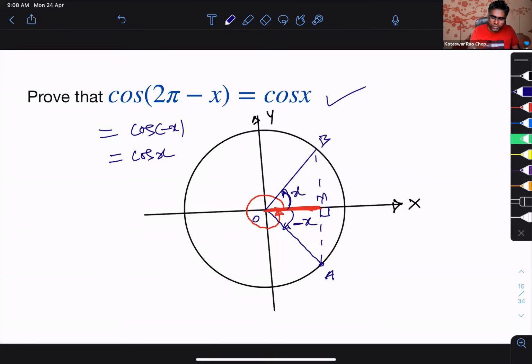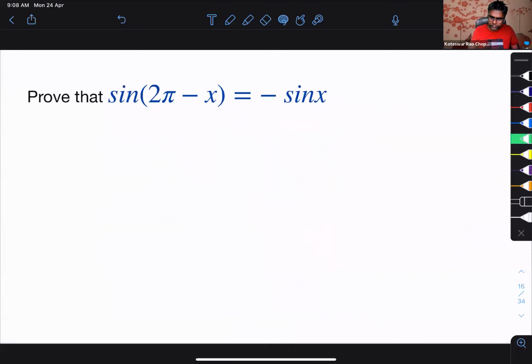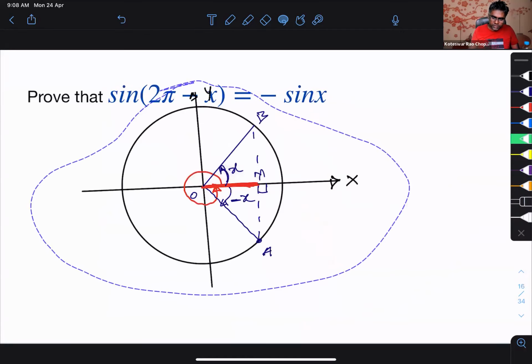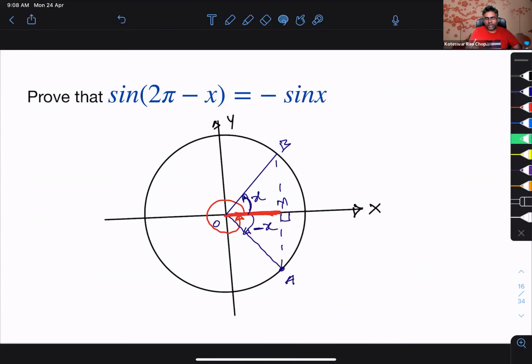Now maybe I might need this circle. I'll just copy it. So 2 pi minus x will be what? It is going to give us the y values. But when you look at the y values for 2 pi minus x, the y values are negative. But for sine x, they're positive.